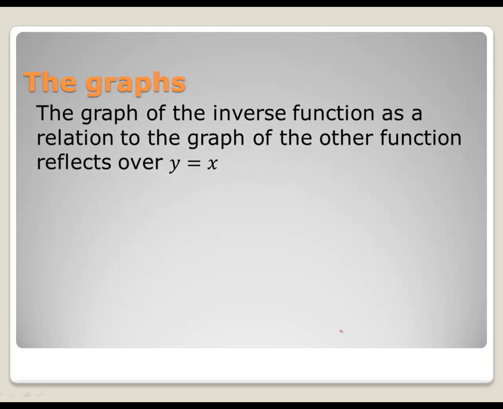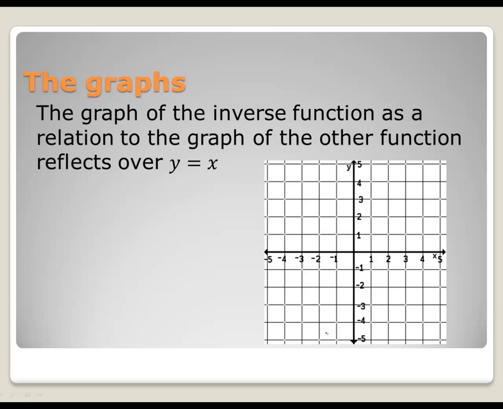What do the graphs of these functions look like? Well, the graph of the inverse function, in relation to the graph of the other function, reflects over our identity function, y equals x. So remember, y equals x goes right down kind of the center of everything. So here's our graph. It goes right down the center right here. So if we have some f of x, here's our y equals x.